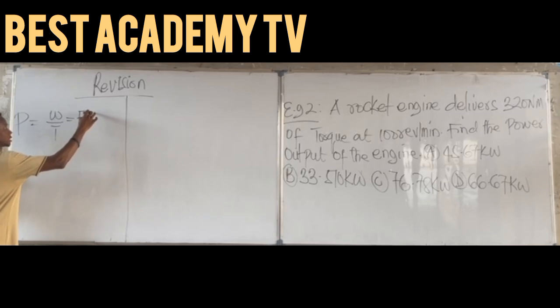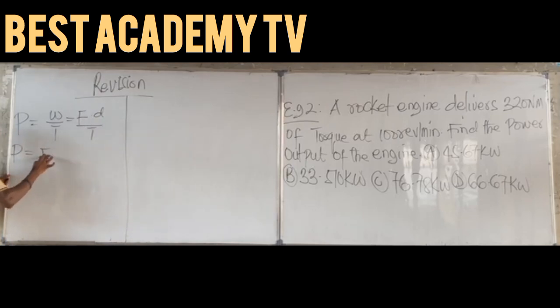Force times displacement over what time. This is distance in the given direction, so we call it what? Displacement. So displacement over time, what will be the answer? Power will be equal to force times what? Velocity. Please take note of this.